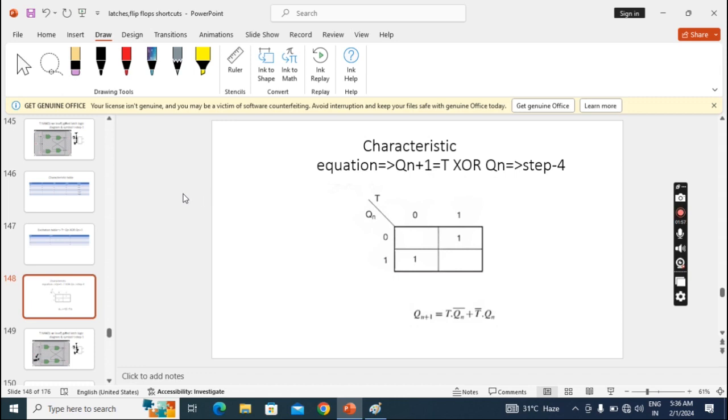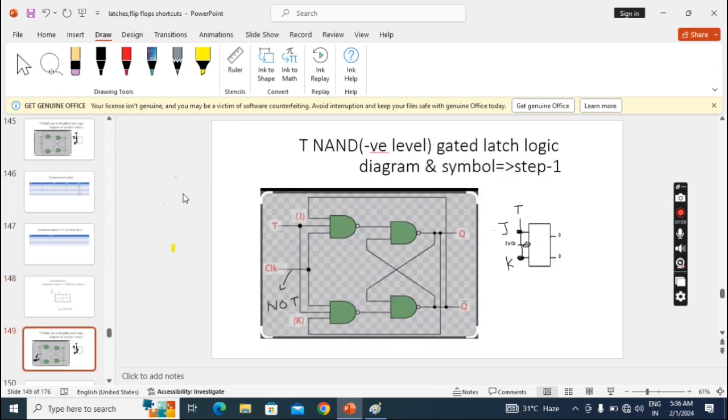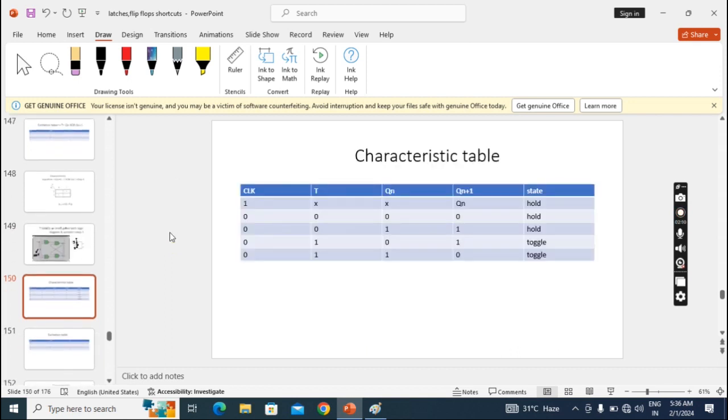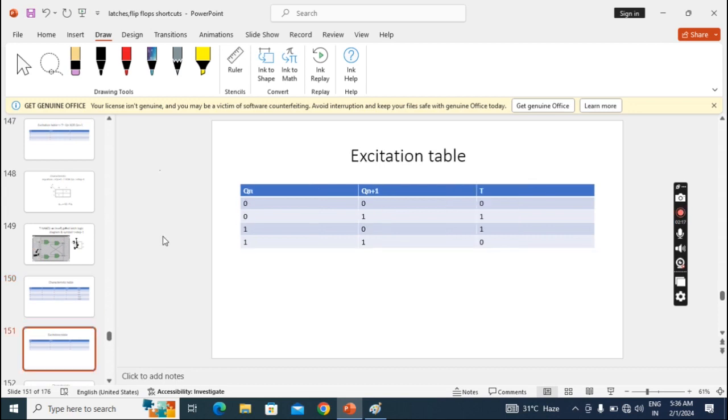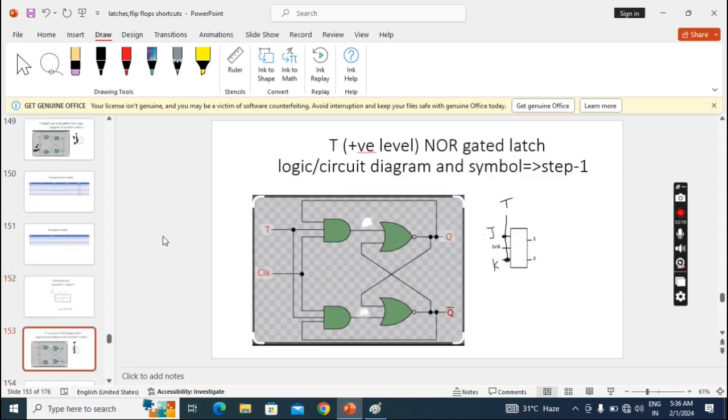Now we'll see negative level with the NAND latch part. Here we use this bubble, and in the characteristic table here we write 1 and here zeros. Remaining everything is the same as previous. The excitation table and characteristic equation are the same as previous. Now we'll see positive level with the NOR latch part. This circuit will change.